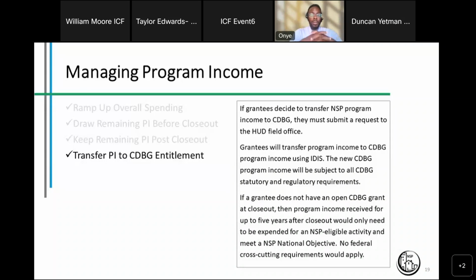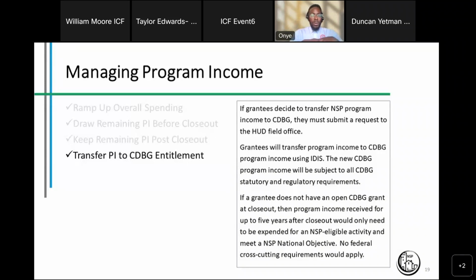Now, if you decide to do that, you'll need to submit a request to your local HUD field office and get an approval. For those of you on the call that are familiar with IDIS, you'll use that system to transfer NSP program income that you may have on hand and any future program income to the CDBG program. If you need details on this, I think it's on the HUD Exchange, you can refer to Chapter 7 of the online IDIS manual for step-by-steps on how to do this.